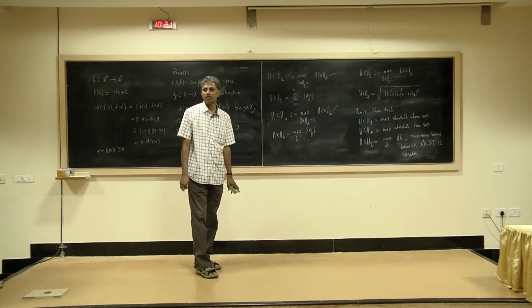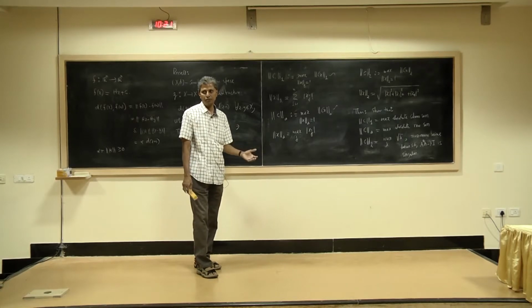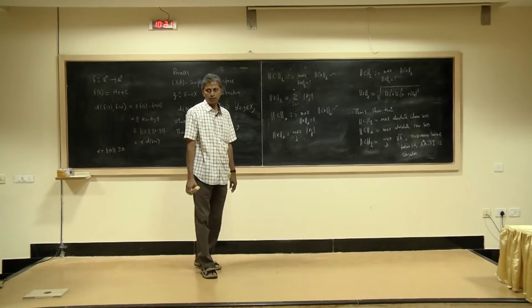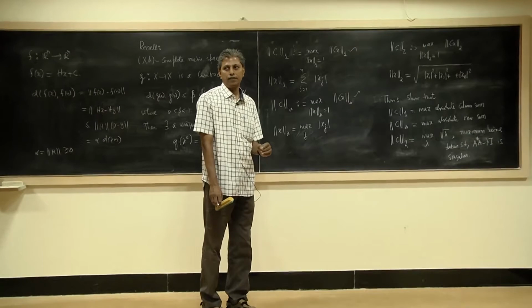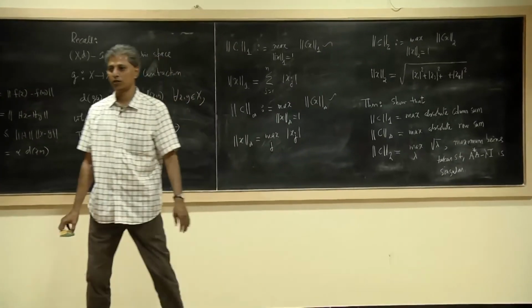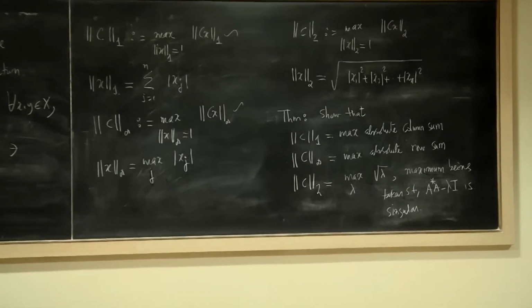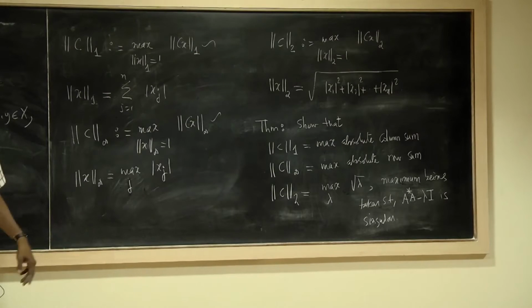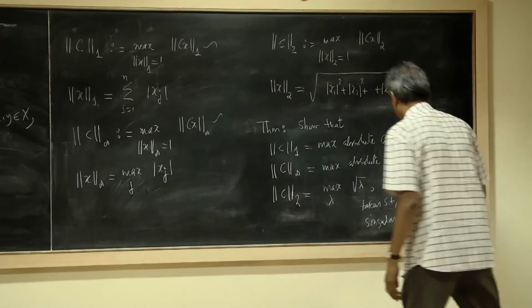So what one does is, given the matrix A, possibly complex, look at A star A, compute its n eigenvalues. A star A is a positive semi-definite matrix, you know that, and so all the eigenvalues will be non-negative. Take the maximum of all those eigenvalues, and that's a number, take the square root of that. That can be shown to be the 2 norm of the matrix.